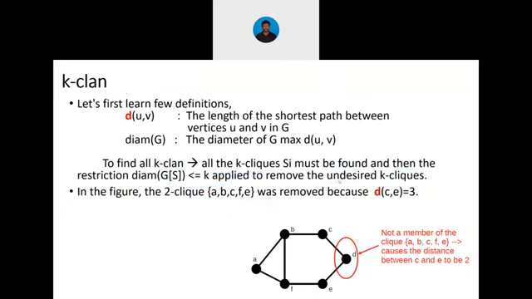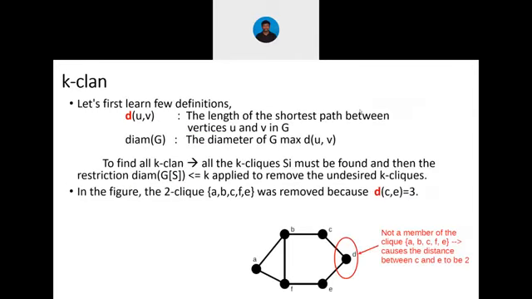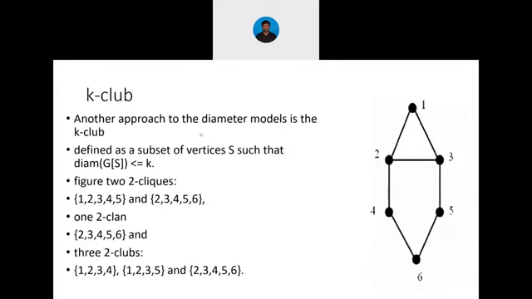Okay. So the next thing is K-club. Another approach to the diameter models is the K-club, right? It is defined as a subset of vertices such that the diameter of J of S is less than or equal to K. So this is nothing but similar to the K-clan, what we have studied. It also uses the same formula, diameter of J of S is less than or equal to K, right?